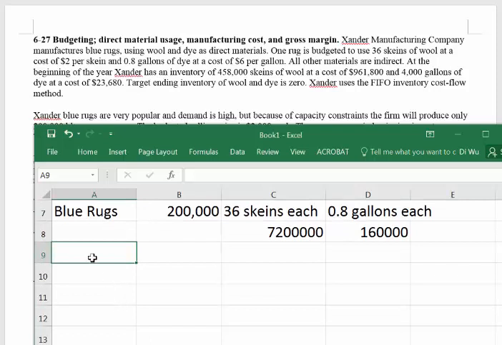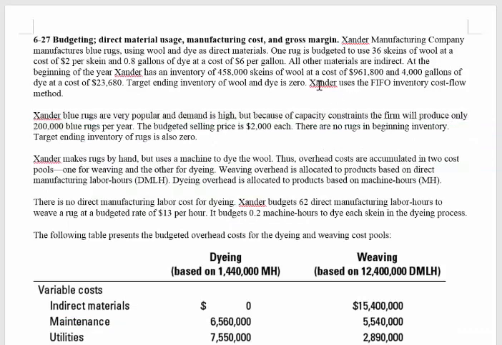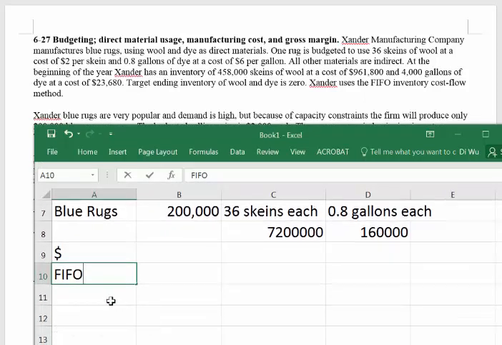The second part is about the dollar amount. Because we're going to use FIFO here, the question says the company uses the FIFO inventory cost flow method, so we have to follow FIFO exactly. What is FIFO? FIFO says first in, first out. So whatever, I will use RM for raw materials.